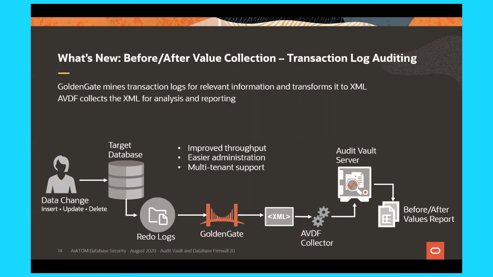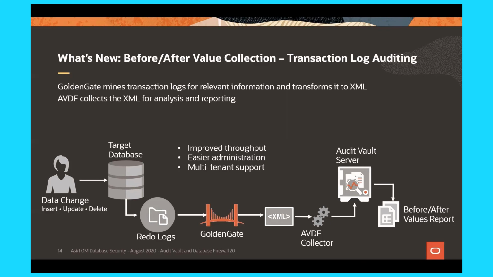Now, we worked with the Golden Gate development team, and when Golden Gate 19.1 was released, this is 14 months ago, I think, when it was released, it included a new output format called XML Audit Vault. So Golden Gate mines redo logs, and as it's bringing its change data in, it can spit that out into an XML document.